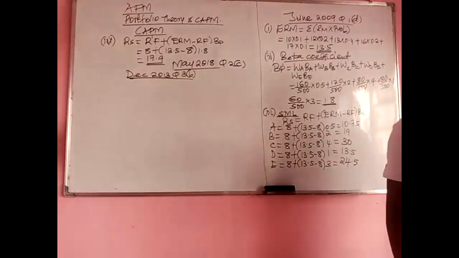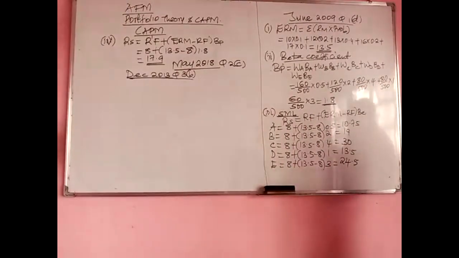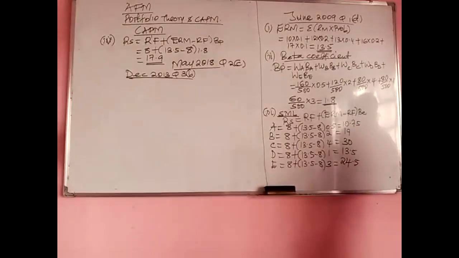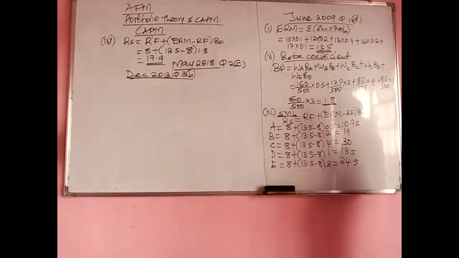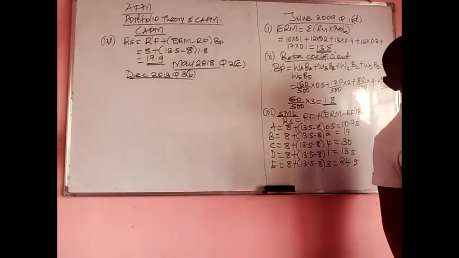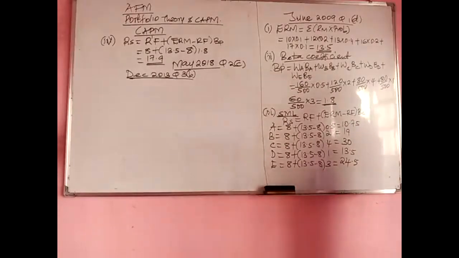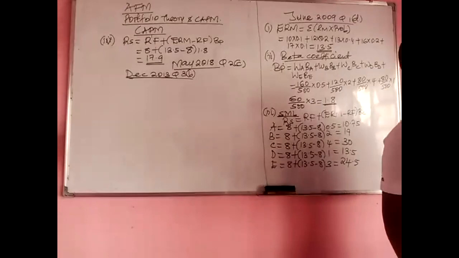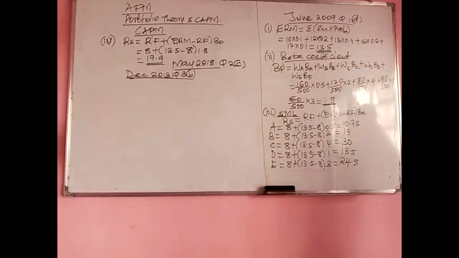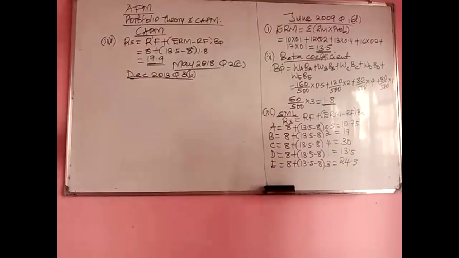We have the expected return, the risk, which is the standard deviation of the probability distribution, and then we've also been given the coefficient of variation of the project returns with what we call the portfolio returns. You are required, using the capital asset pricing model, to advise X Limited on the projects to accept or reject.